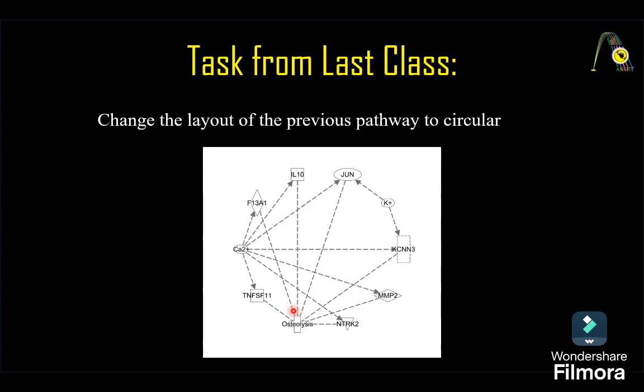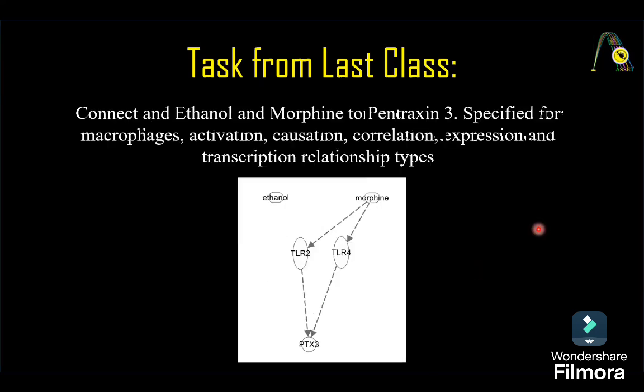Okay. I also asked you to connect ethanol and morphine to pentraxin 3. And I wanted you to specify for macrophages and also the relationship types of activation, causation, correlation, expression, and transcription. So these relationship types, and specifically in macrophages.